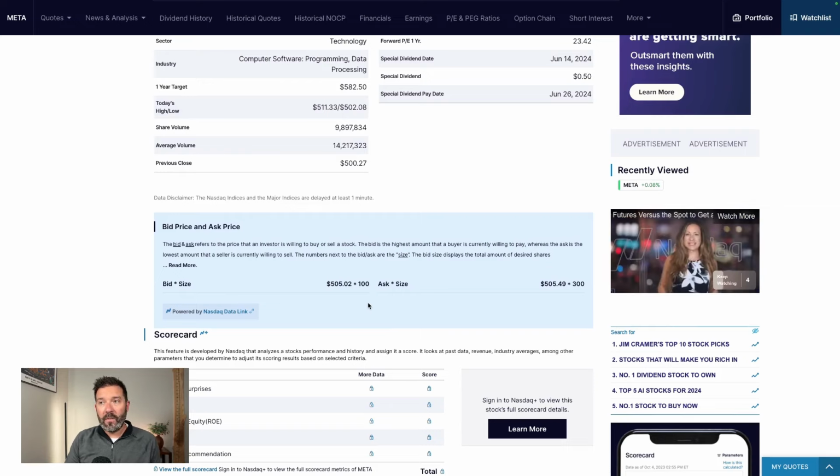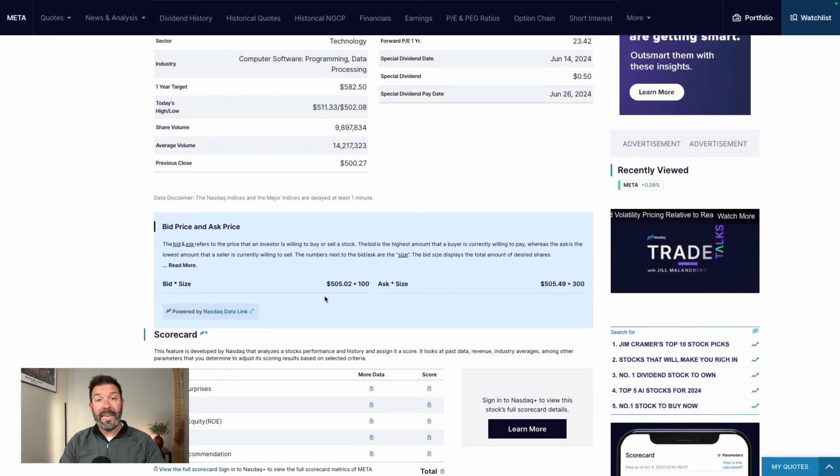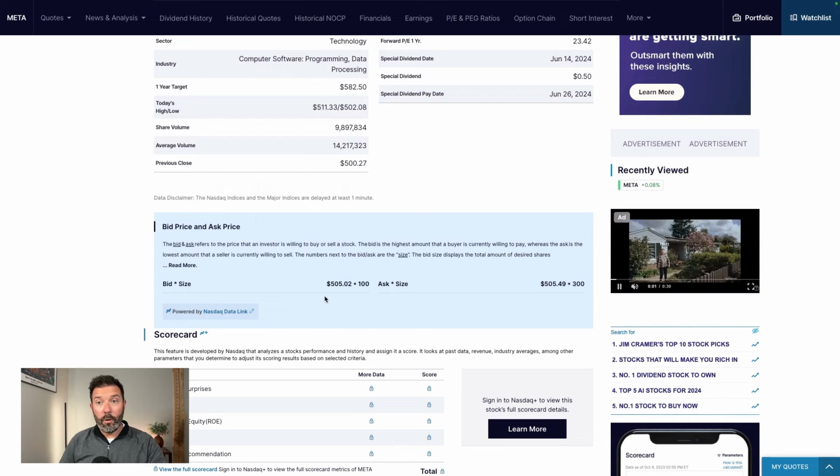And one of the reasons for that is this is a relatively high priced stock. If you want to put a 100 share bid in, that's going to be a $50,000 transaction. So if you're a market maker, let's say you put 100 shares at the bid and 100 shares at the ask, and you always have that available.